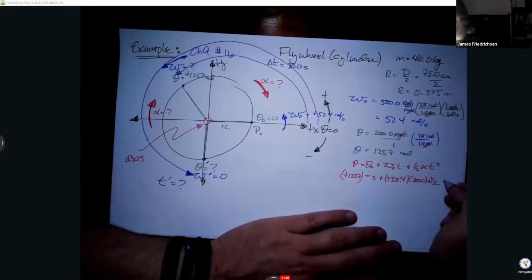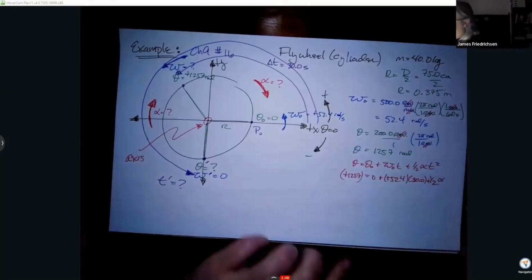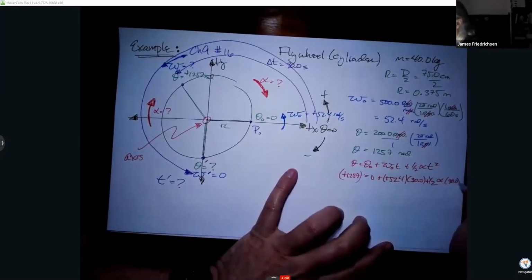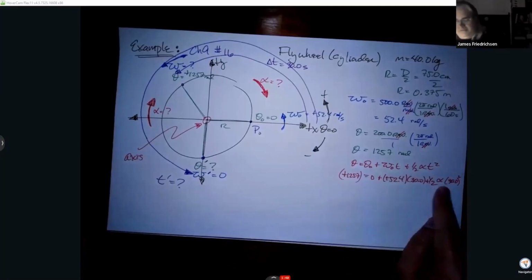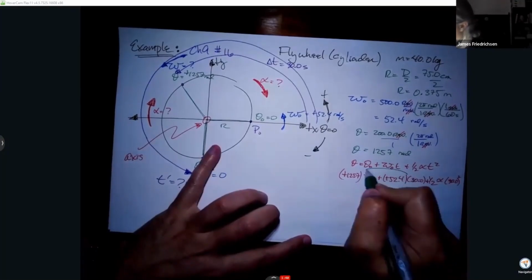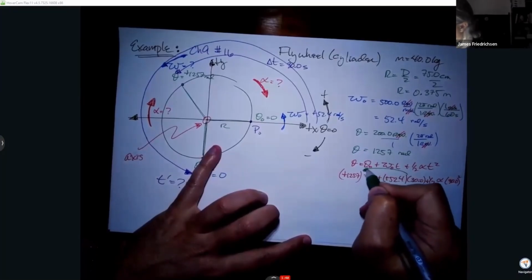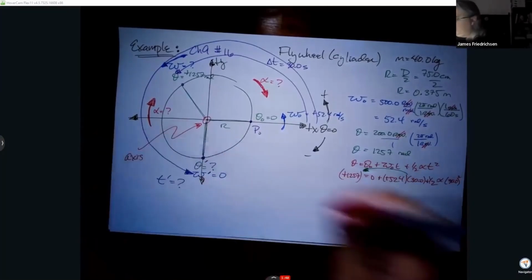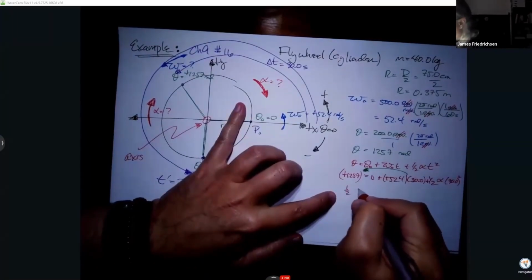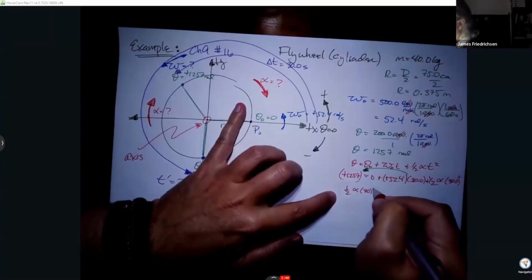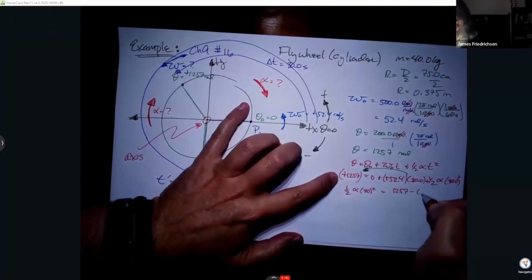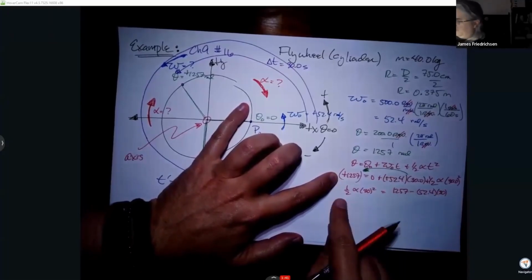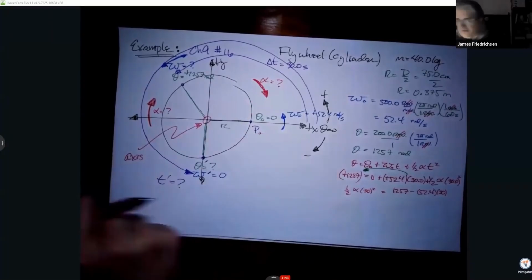Okay, we'll do it like we used to. We'll just write alpha, but then the time is 30 seconds squared. And so we want to solve for alpha. To do that, I'm going to move this term to the other side. I'm going to flip the equation because, you know, I'm annoying like that. So we get 1/2 alpha times 30 squared equals 1257 minus 52.4 times 30. And then we'll multiply by 2, divide by 30 squared.